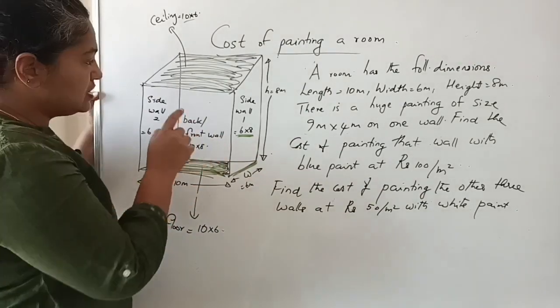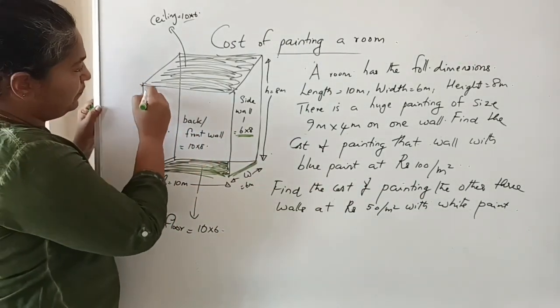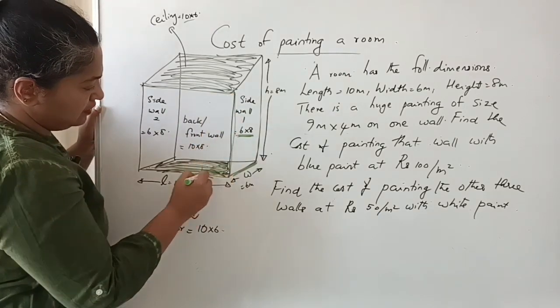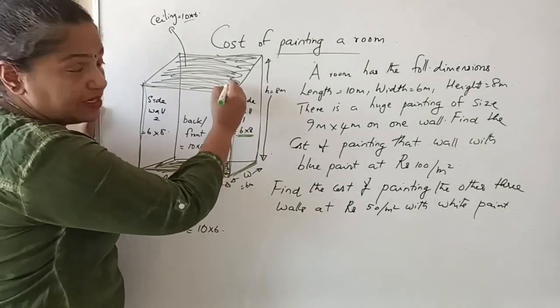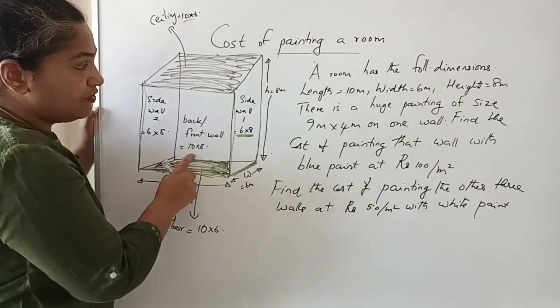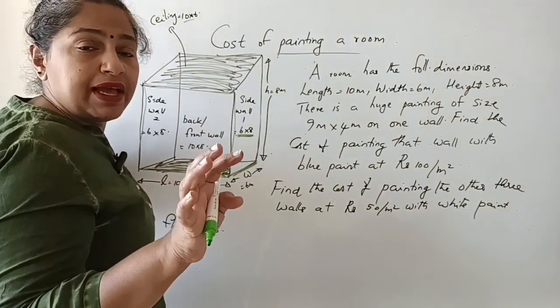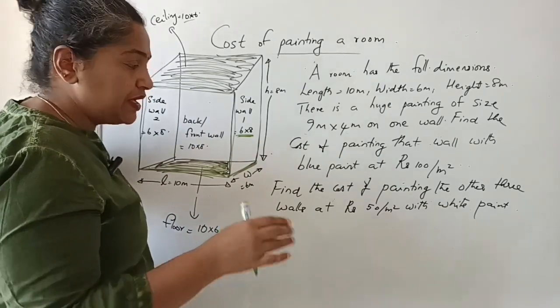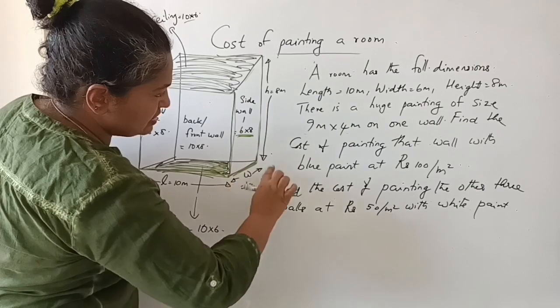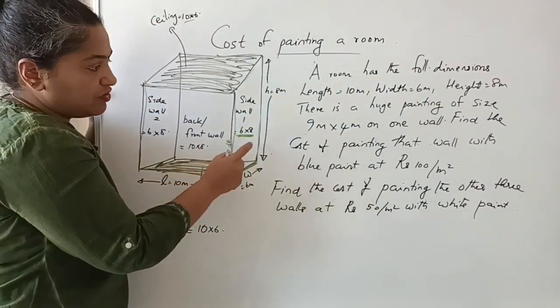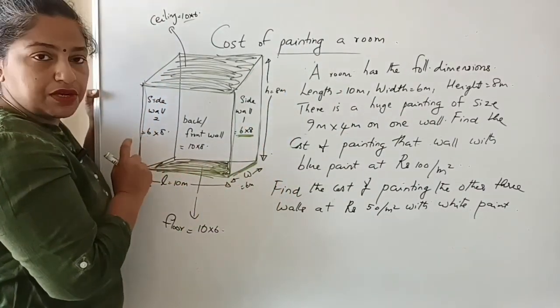I have got 4 walls. There is a front wall which is this, whose length is 10 and whose height is 8. So I have got 10 into 8. The back wall also has the same area. There is a side wall of this area which is 6 into 8. So side wall 1 is 6 into 8, side wall 2 is 6 into 8.